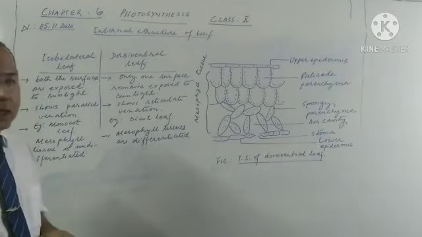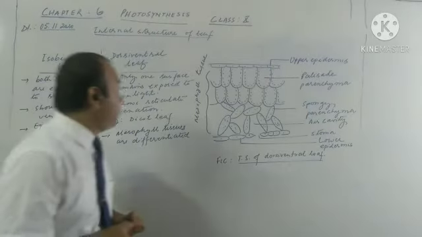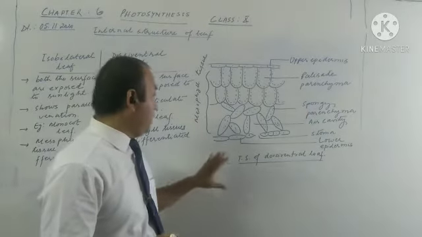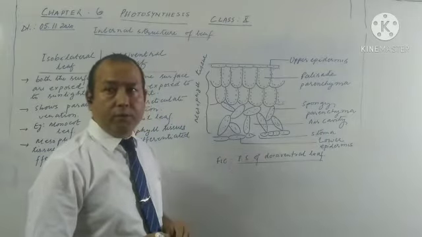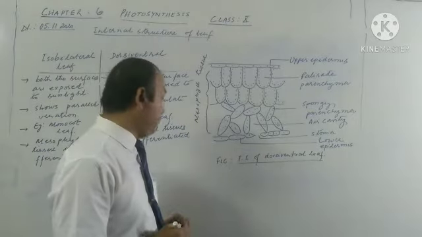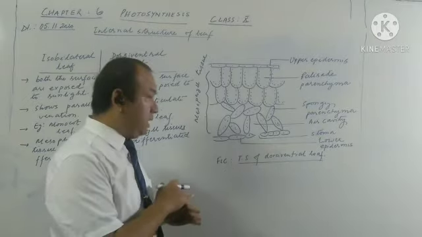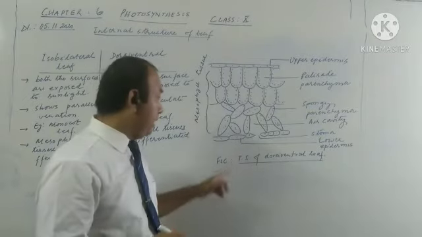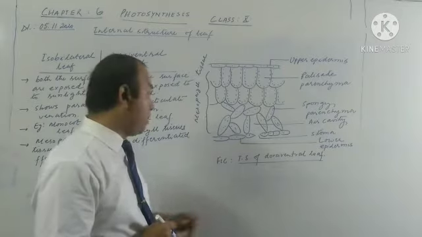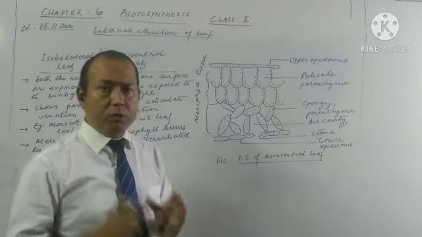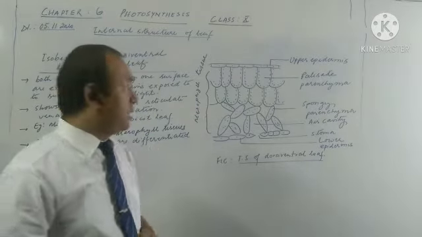Now let us come to the internal structure of the leaf. Now see here, the TS of dorsiventral leaf has been shown. TS of dorsiventral leaf, transverse section. Transverse section means when the leaf is cut horizontally, then we get the transverse section. Transverse section of dorsiventral leaf. Mostly the dorsiventral leaf we have to learn in class 3.